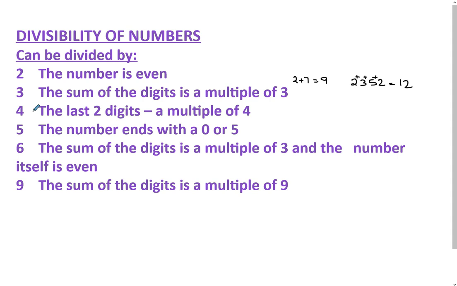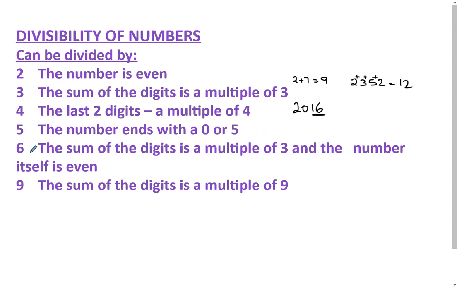If you want to know if a number can be divided by 4, the last 2 digits are a multiple of 4. So if you have 2016, then the whole number can be divided by 4, because 16 can be divided by 4. So it's the last 2 digits, okay? You're not adding the digits, all right? A number can be divisible by 5 if it ends with a 5 or a 0, okay?